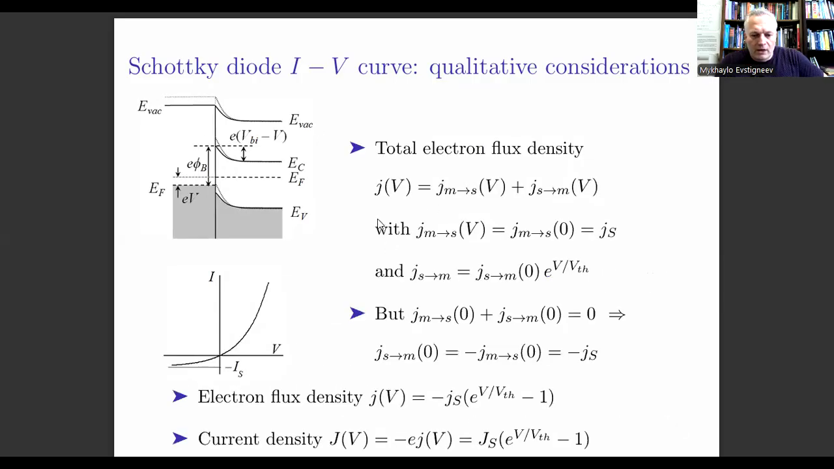Okay. All right, so now let's start building the quantitative theory. Those were the qualitative considerations. Now let's start building the quantitative theory. Let us write down the total flux of electrons from the semiconductor into the metal.